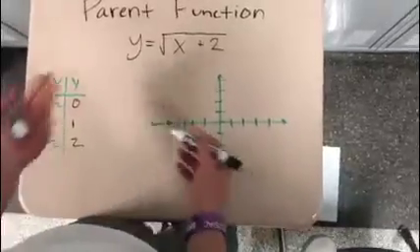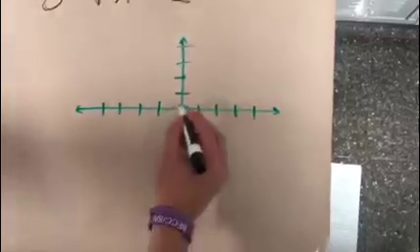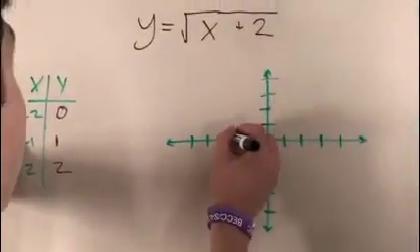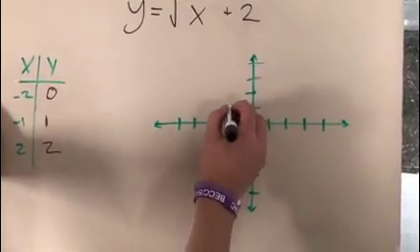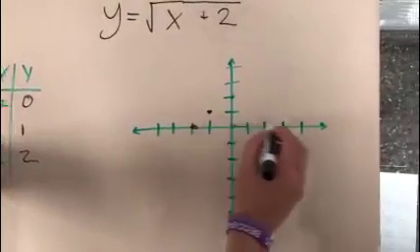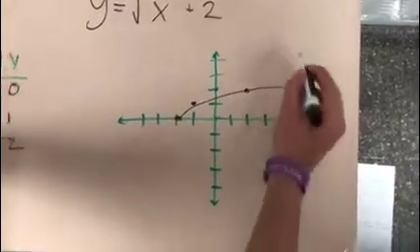So basically now you're going to plot them. So we're going to come over to the graph, back 2, back 1, up 1, and then we're going to go up 2, and it's going to be something like that.